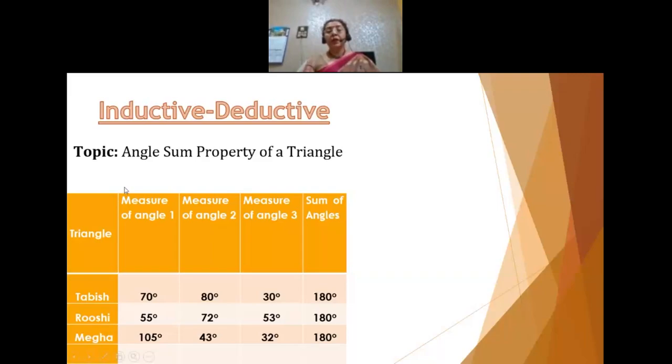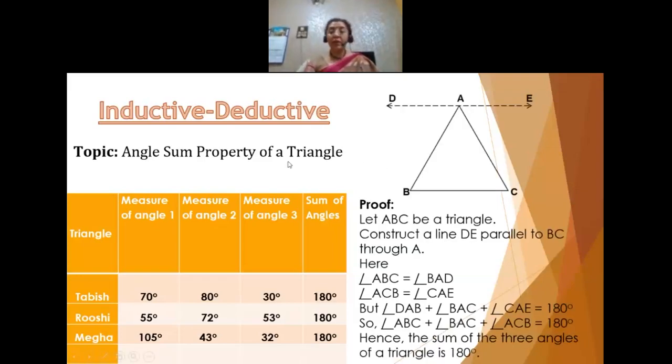Now, in class 9, you told them that the sum of the angles of a triangle is 180 degrees. Let us prove this. Which is the second method, inductive or deductive? Second one: the sum of the angles of a triangle is 180 degrees, let us prove it. Yes, very good.